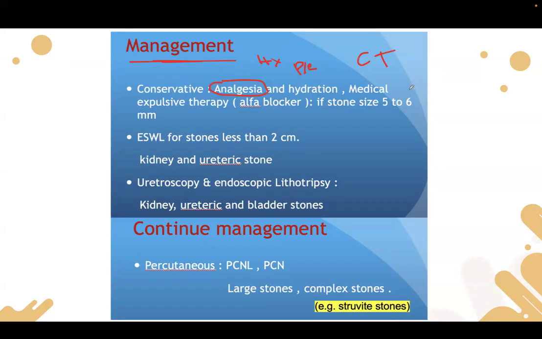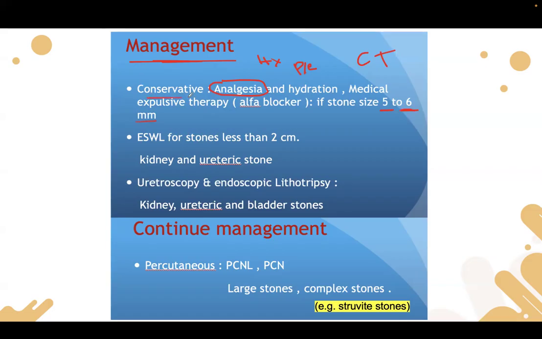If we have a stone that is around 5 to 6 millimeters, the management for this stone would be conservative. Why? Because this stone is small enough that it can be expelled through the urine on its own. So what would they do in this case?